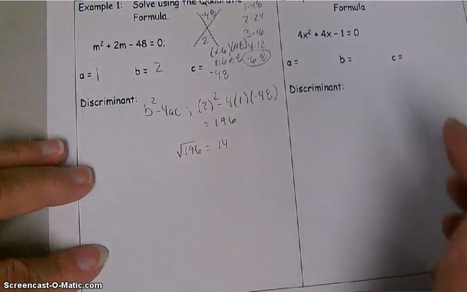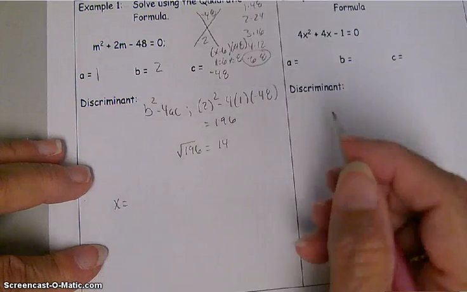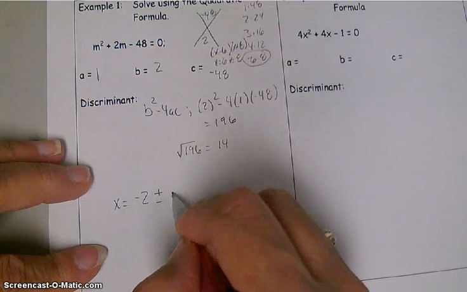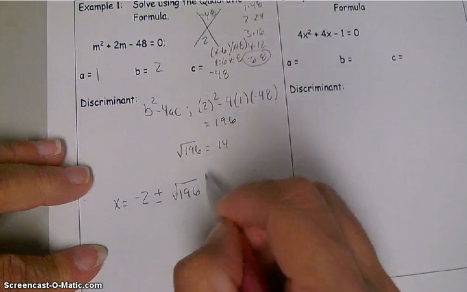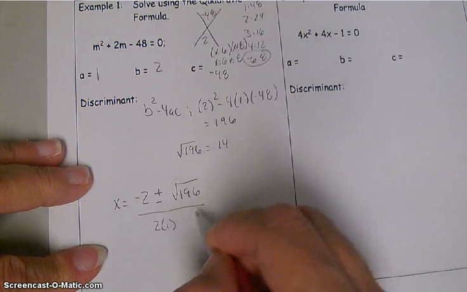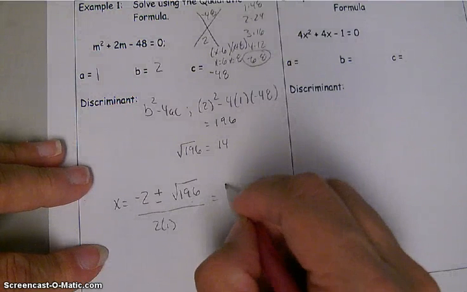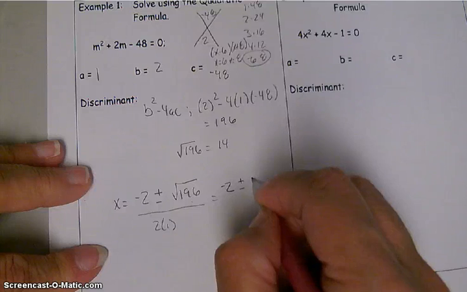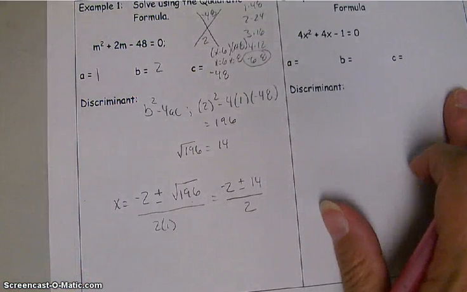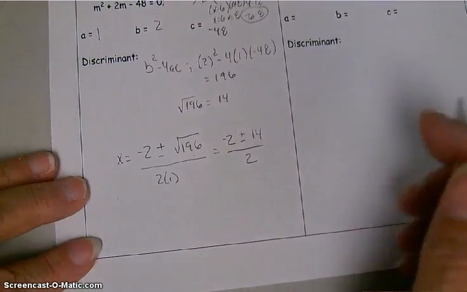Now I'm just going to substitute my values back into the quadratic formula. So I have x equals negative b. b was positive here, so it would be minus 2, plus or minus the square root of 196, because that was my discriminant I calculated, all over 2 times 1. Since 196 is a perfect square, I'm going to simplify that to plus or minus 14, all over 2. Since I had a perfect square, that tells me that I have two real rational roots.